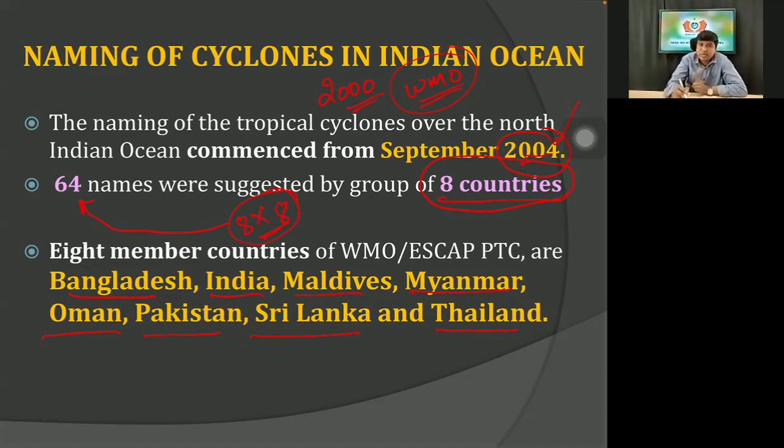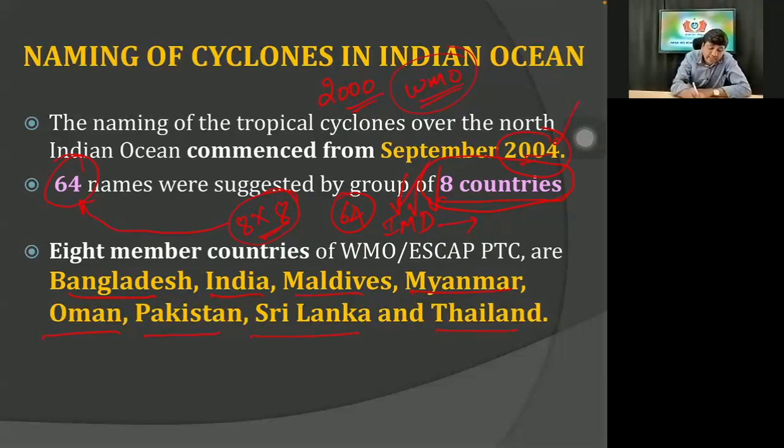That is very, very important. Each country has to suggest 8 names, and there are 8 countries, so 64 names. These 64 names are already submitted to IMD, the Indian Meteorological Department, and now IMD will give the names one by one from the submitted list. Means IMD already has the names, and whenever a cyclone originates, the name will be announced by IMD. Those names were submitted by these countries. This is very, very important.